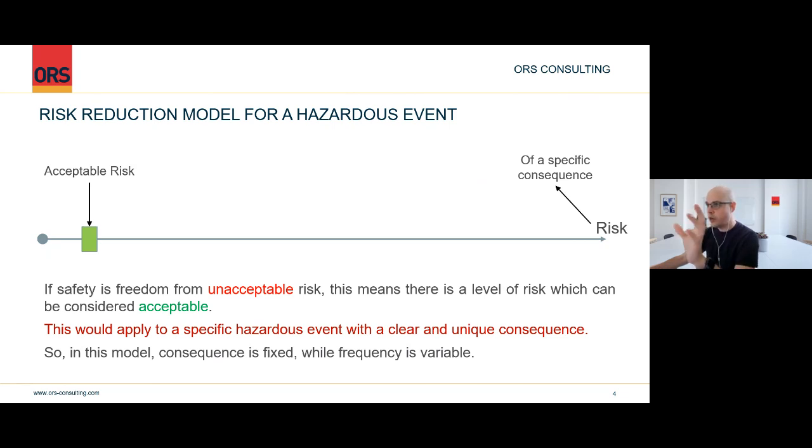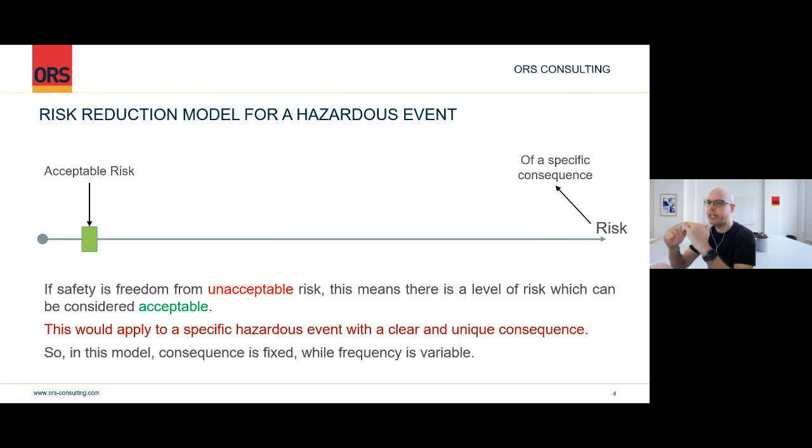Now, when we build a risk reduction model for a specific hazardous event, we have the risk of a specific consequence, and that is fixed. So this line is representing risk where the consequence is fixed. This is, for example, a single fatality for a specific hazardous event. So this may be overpressure in a specific vessel. This may be a pump running with blocked outlet. This may be a shear pipeline rupture, if you want, any hazardous event that you have identified during a process hazard analysis or a similar review.